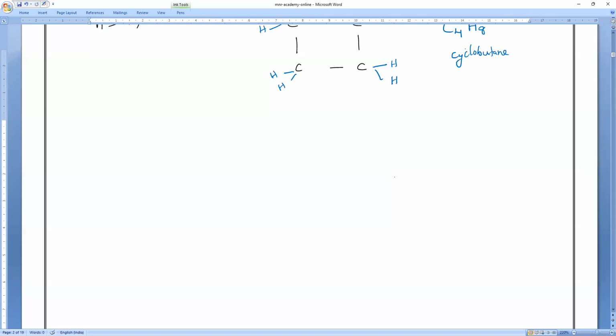Next, let me take n is equal to 5. So n is equal to 5 means what structure can we form? Cyclo, everybody? Pentane. Am I right or wrong? 1, 2, 3, 4, and 5. Any problem for anybody? You can ask me. So bond formation: all are single bonds only. So now you can see every carbon has 2 bonds formed.